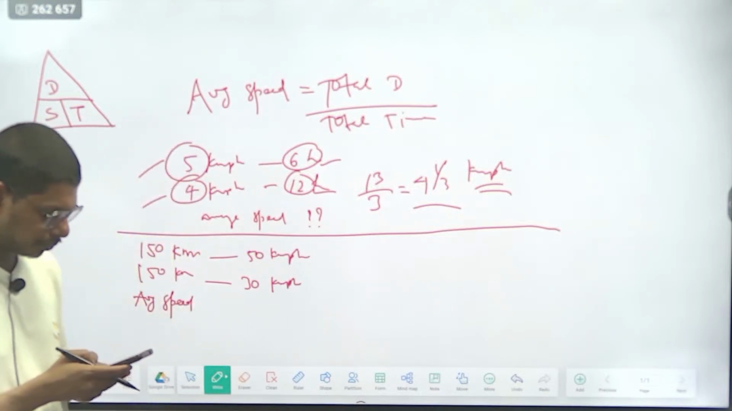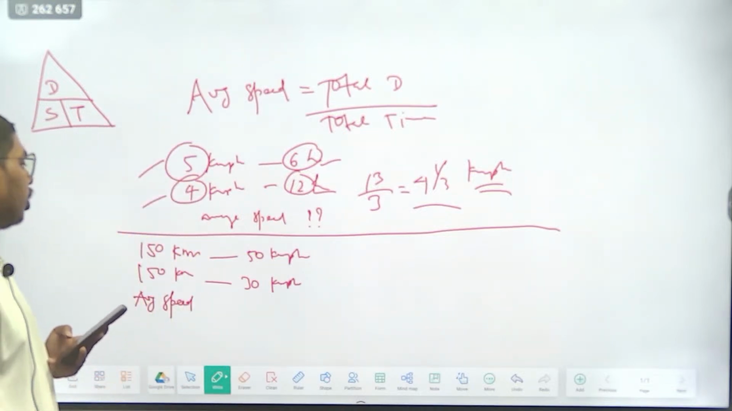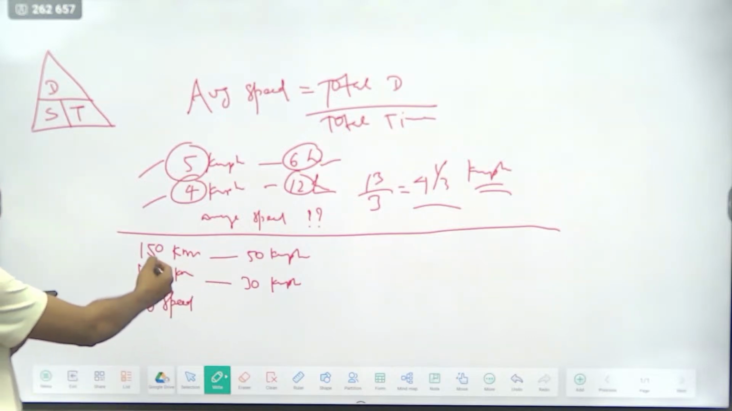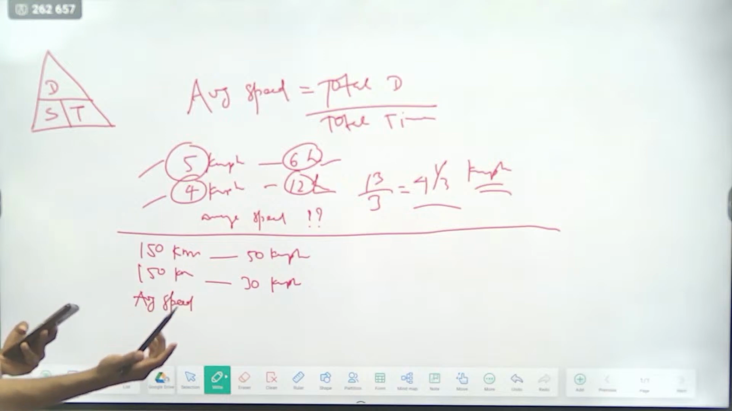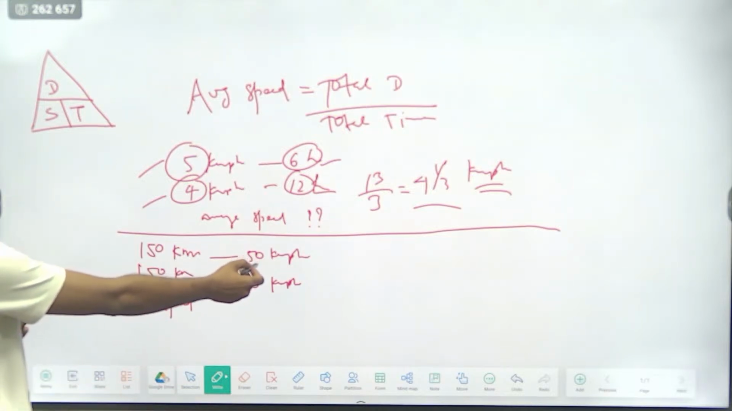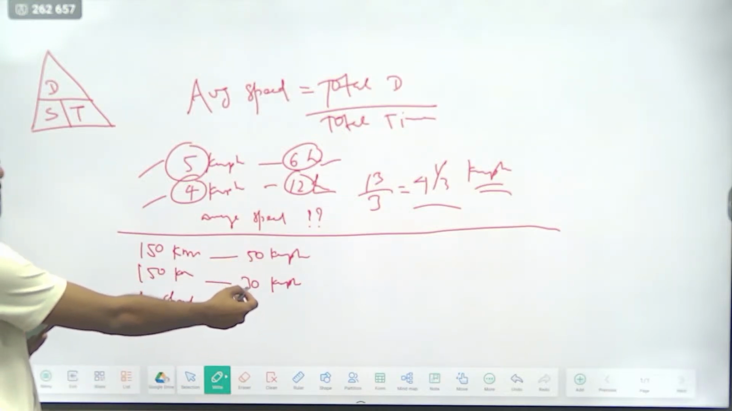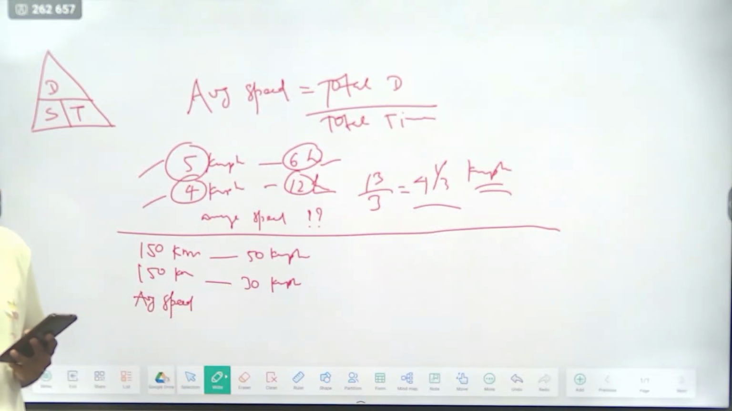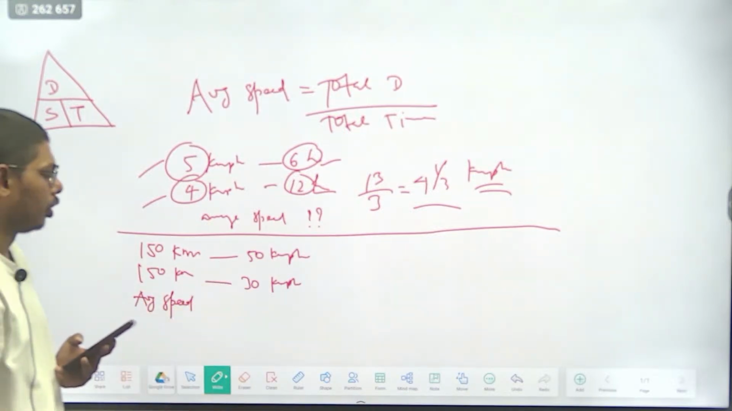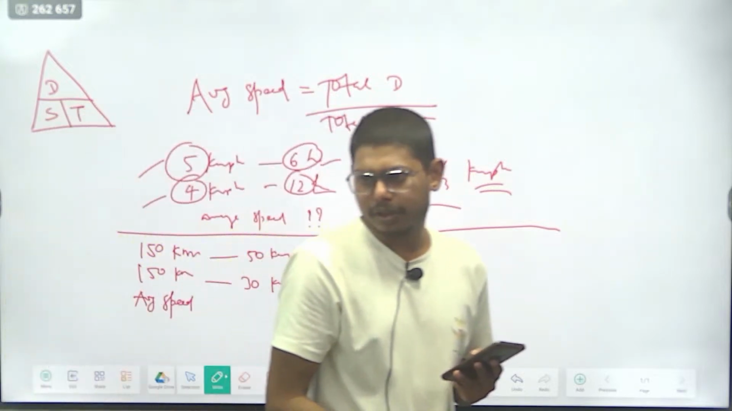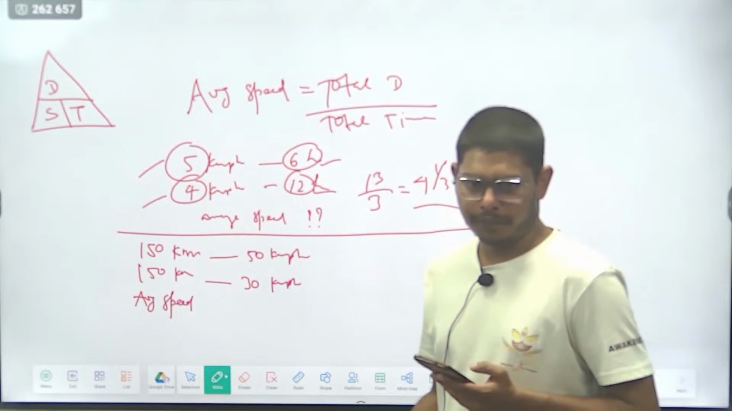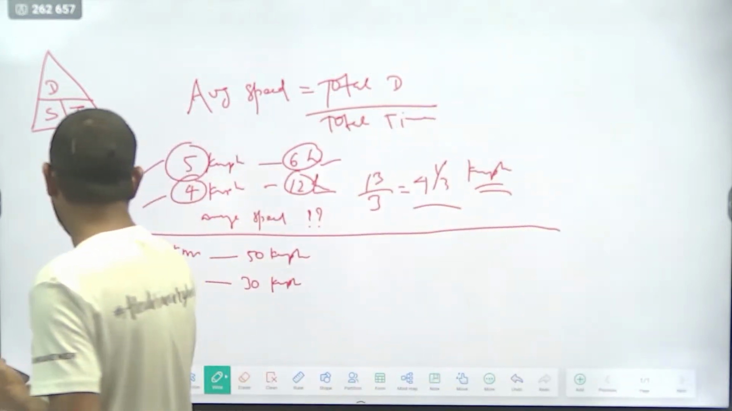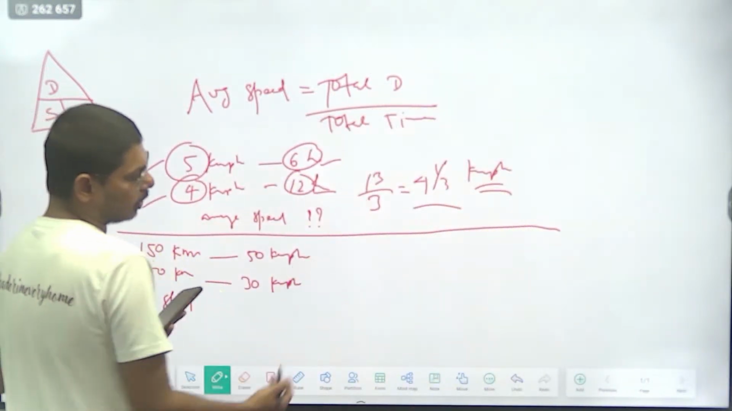So, you can easily find out 150, like 300 kilometers. That's the total distance he has traveled. Over here, he has taken 3 hours. Over here, he has taken how many? 5 hours. 3 plus 5 is 8. So, 300 by 8, isn't it? 150 by 4, 75 by 2, 37.5. So, that's his average speed. That's the traditional way.